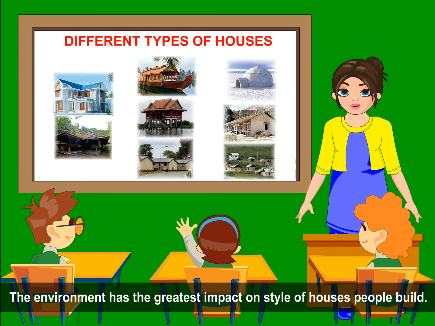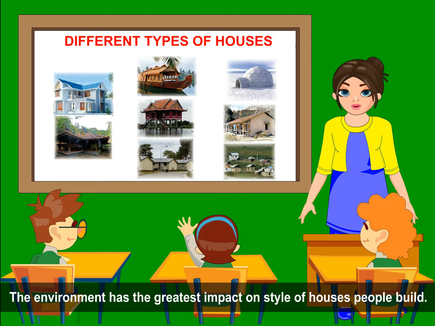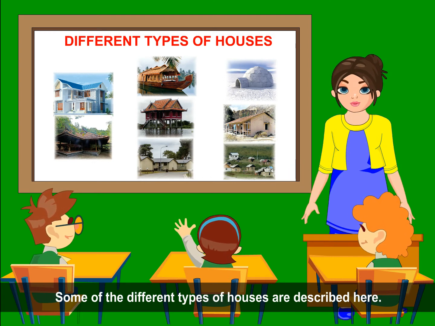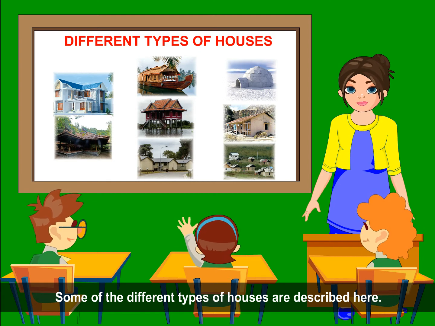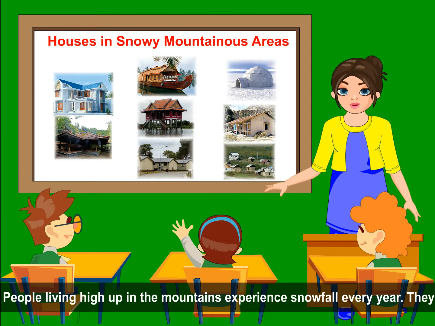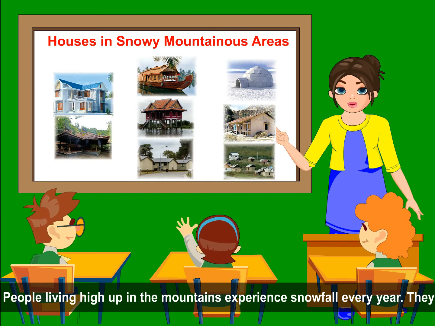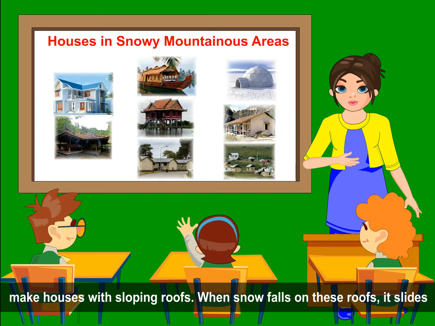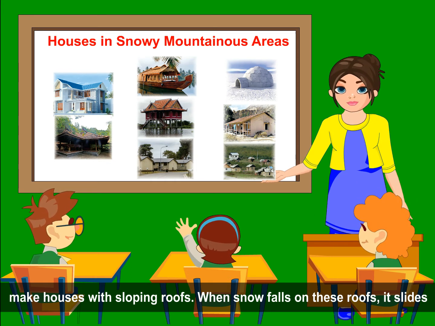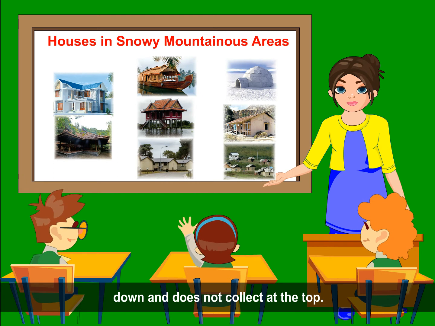Different types of houses. The environment has the greatest impact on the styling of houses people build. Some of the different types of houses are described here. Houses in snowy mountainous areas. People living high up in the mountains experience snowfall every year. They make houses with sloping roofs. When snow falls on these roofs, it slides down and does not collect at the top.